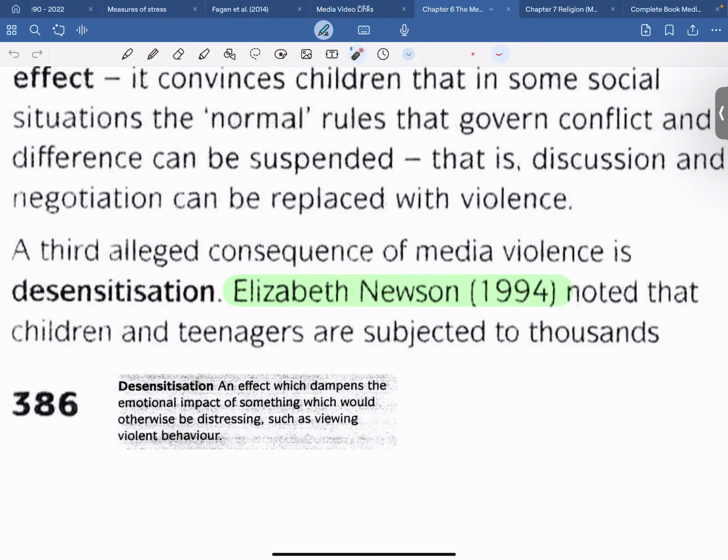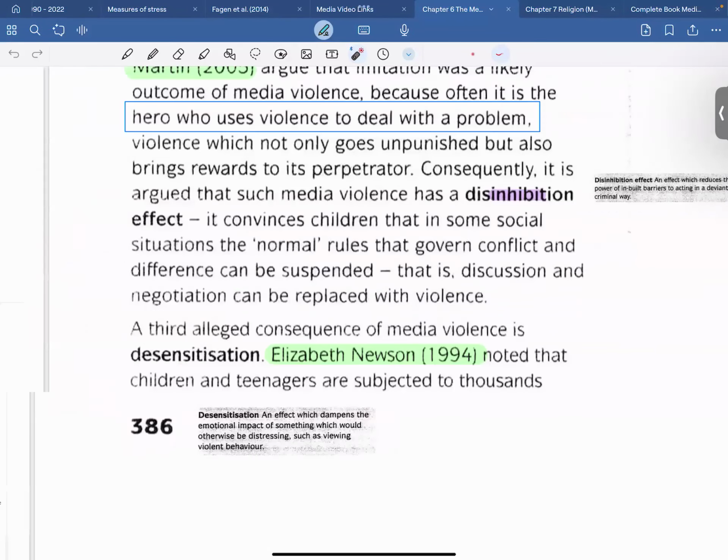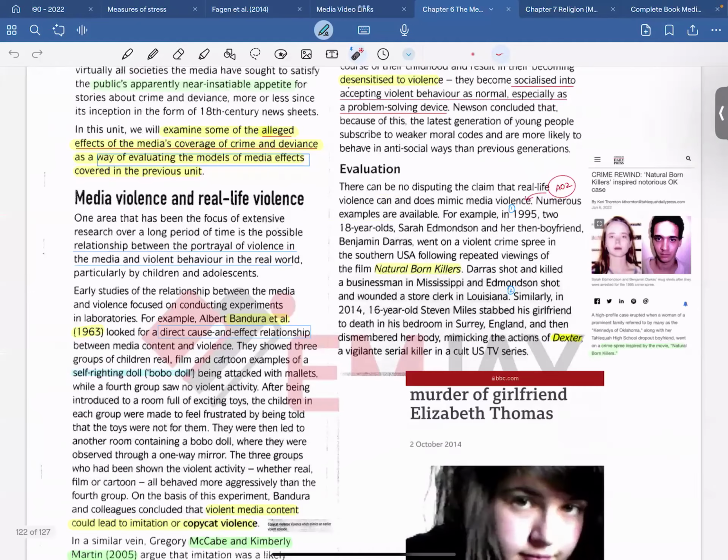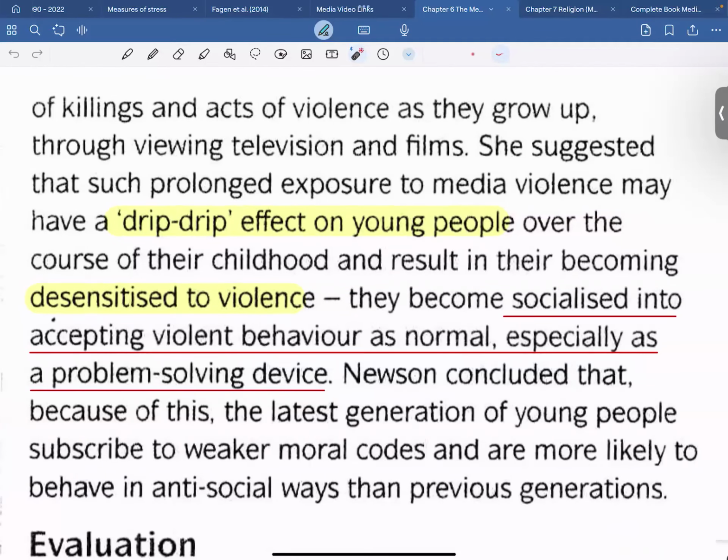So a third alleged consequence of media violence here is desensitization. Elizabeth Newson noted that children and teenagers are subjected to thousands of killings and acts of violence as they grow up through viewing television and films.